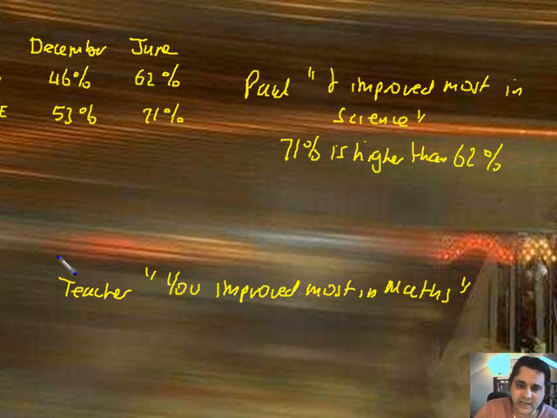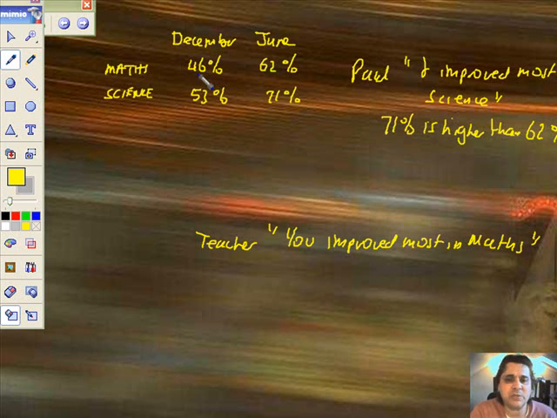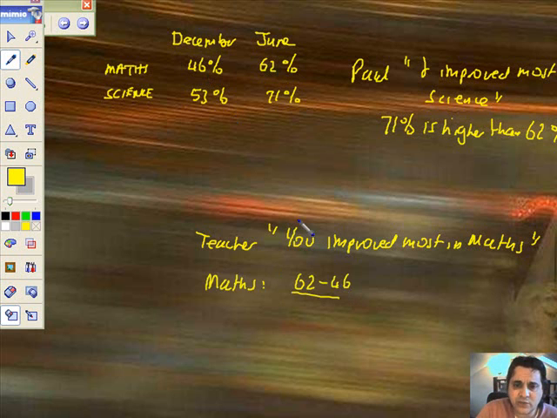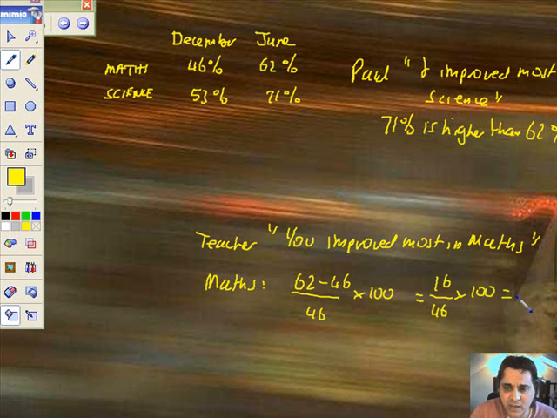Now this is what his teacher did. He saw what happened between December and June for each subject. So let's see what happened in maths first. Remember, the difference is going to be 62 minus 46 over the original, and the original was of course 46%. Then you multiply that by 100. The difference is going to be, grab a calculator, I'm getting tired, 62 take away 46. He improved by 16% from the original 46%, multiply it by 100.